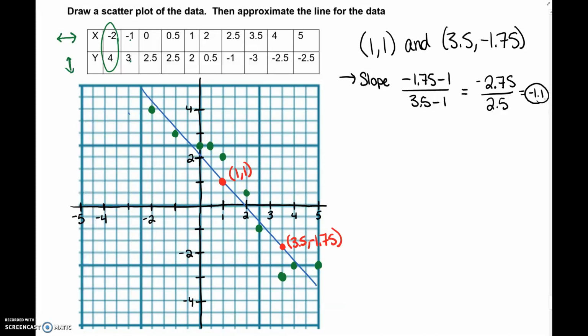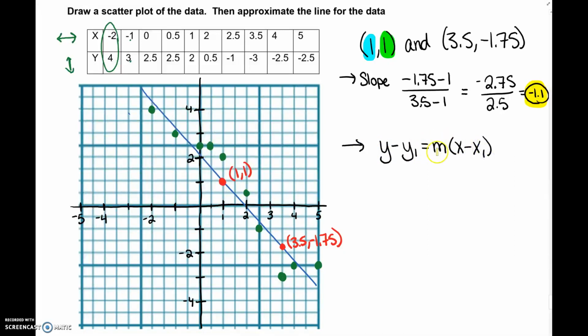And if you need to pause to catch up, that's fine. So pause, get to a point where you have your slope. Once you have your slope, you need to pick one of your points. Again, it's not going to match mine. We are going to have different answers. But then you're going to use point slope form: y minus y1 equals m times x minus x1.